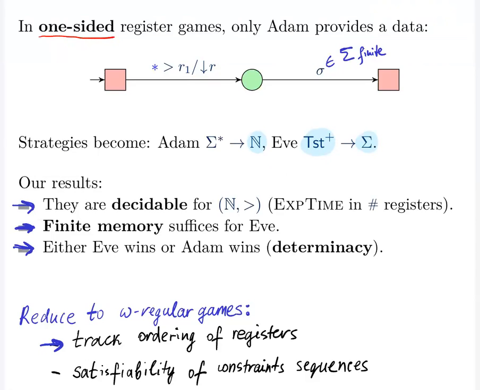For natural numbers, it's much harder. And we devote a whole section to the study of satisfiability of constraint sequences. This is also a somewhat known result, but there is much more to this. We also need to really rely on game semantics, on finite memories and determinacy of omega-regular games in order to get these results.